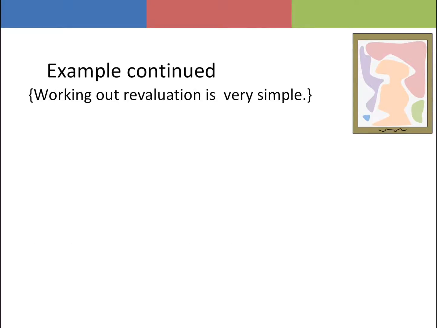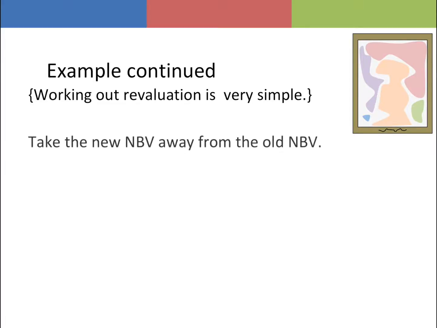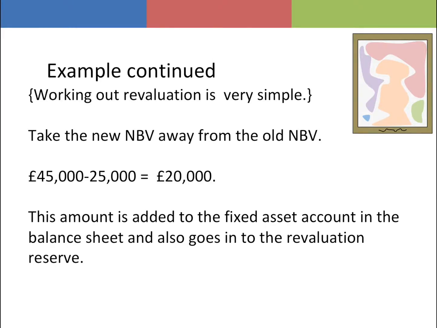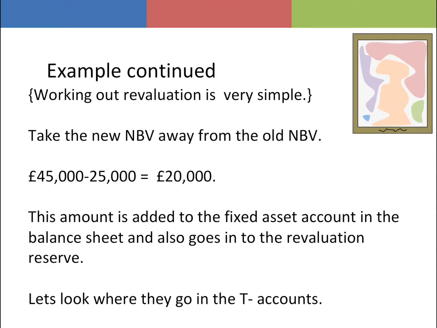We take the new net book value away from the old net book value. In this case, we take our £45,000, take away the £25,000, and that leaves us with £20,000. This amount is then added to the fixed assets account in the balance sheet, and it also goes into the revaluation reserve. Now let's have a look where they go in the T accounts.